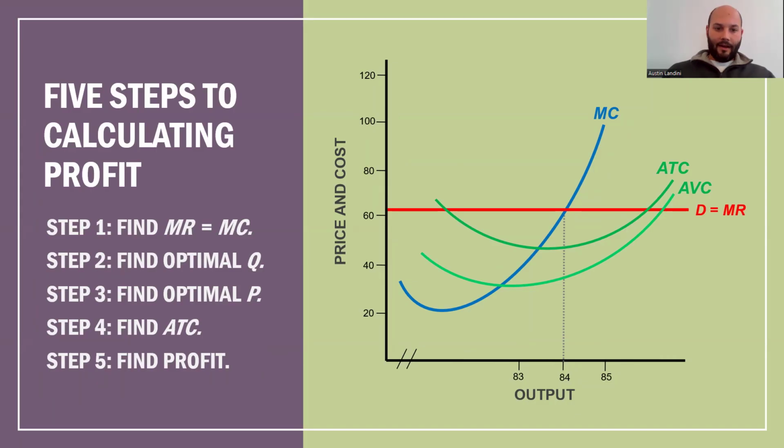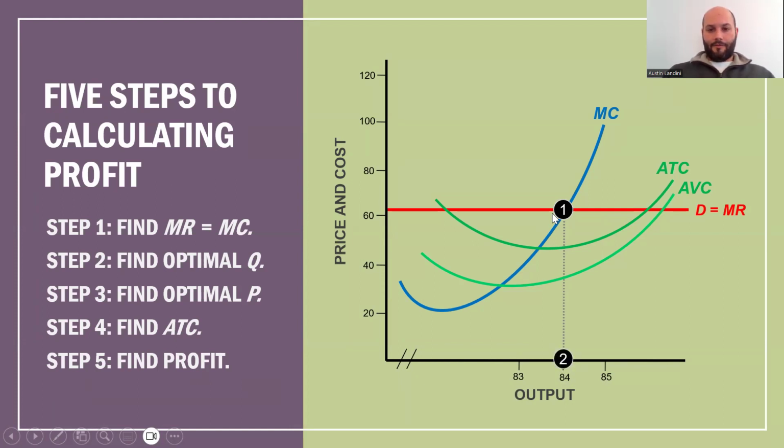All right, so how do we find profit in the short run? Well, we know our profit maximizing rule is marginal revenue equals marginal cost. So we find that intersection. Here's our marginal cost curve. Here's marginal revenue. Where they intersect is our profit maximizing quantity. So in this case, it's 84.